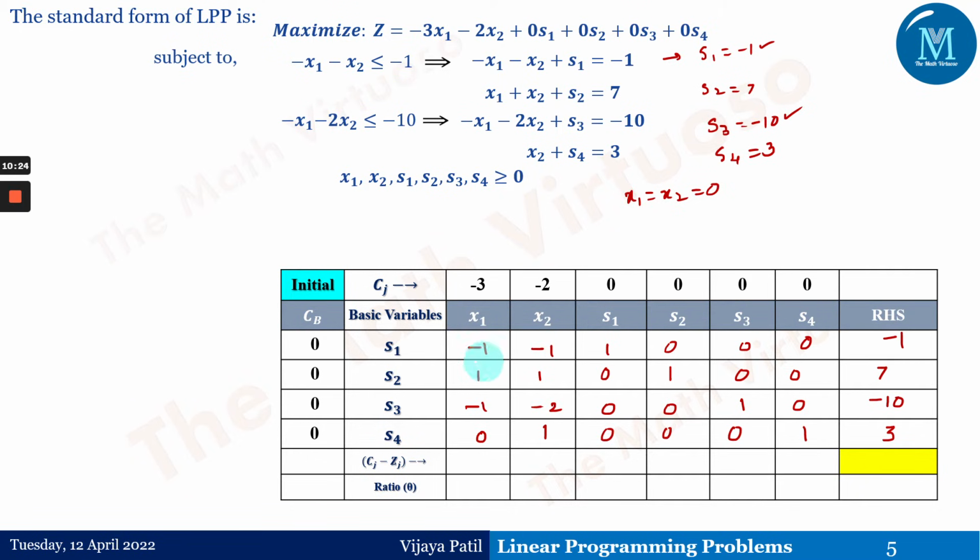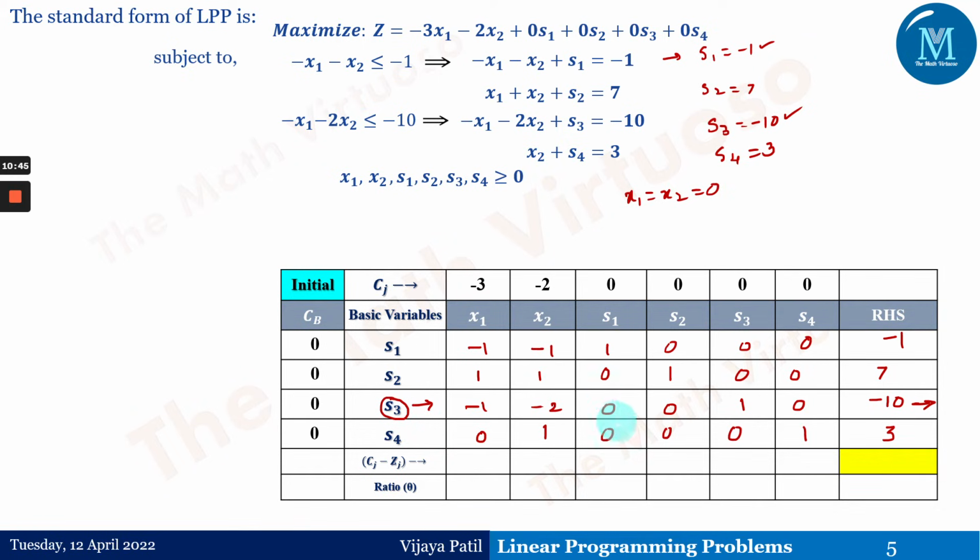After transferring these constraints into this table, we have the RHS as -1, 7, -10 and 3. So we have to look at the least negative number over here, that is -10. That means we first have to decide the leaving variable. So S3 is going to leave the basis.